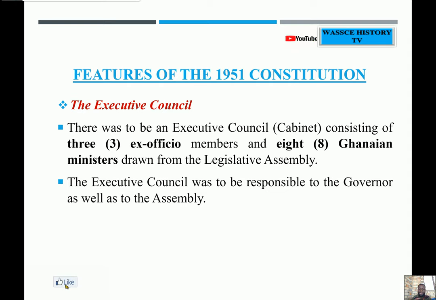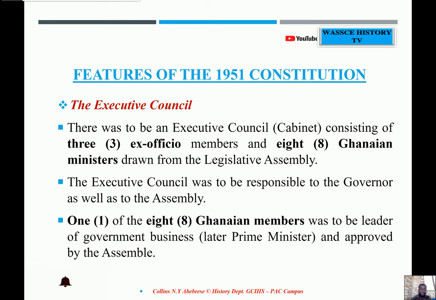The Executive Council, as always, was responsible to the governor as well as the assembly. One out of the 8 Ghanaian members was to be the leader of government business, and later that position was changed to prime minister and approved by the assembly. So what we are saying is that out of the 8 Ghanaian ministers, 1 of them would be chosen as the leader of government business.